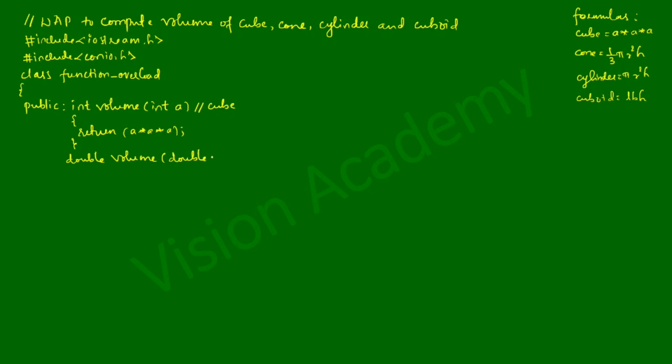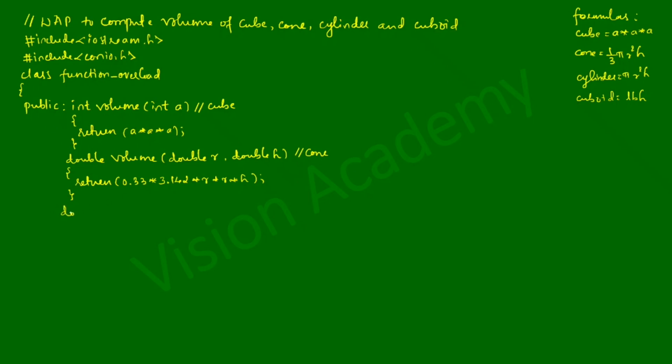I'll write here double r, then the next variable value is double h, and then curly open brace. Here I'm going to write return, then I'm going to use formula 1 by 3 can be written as 0.33 into pi value is a constant that can be written as 3.142 into r square can be written as r into h, and then put semicolon, curly closing brace. So this is going to return the volume of cone.